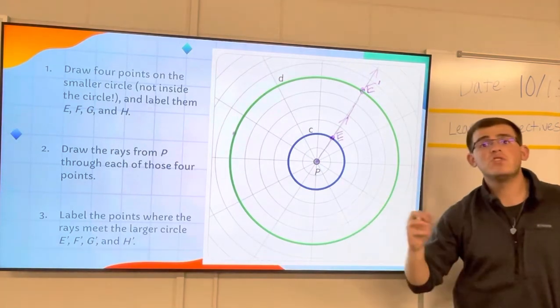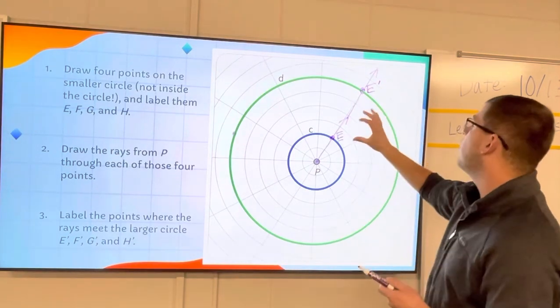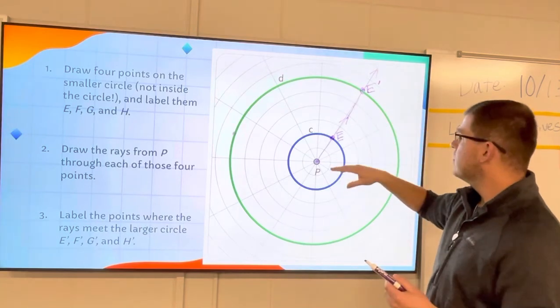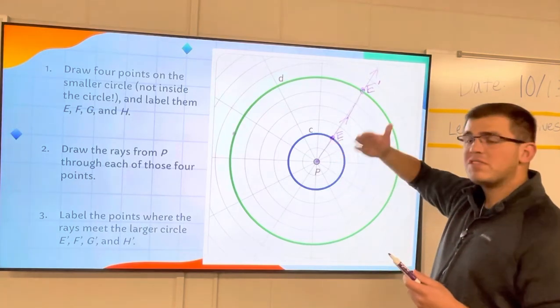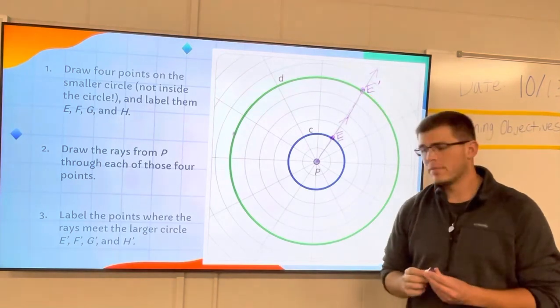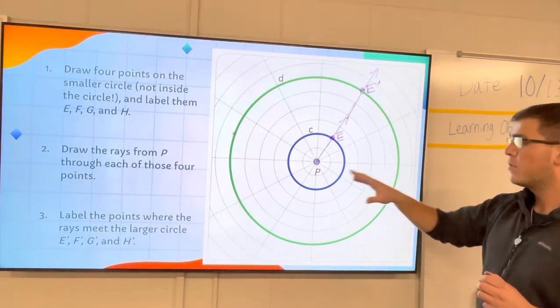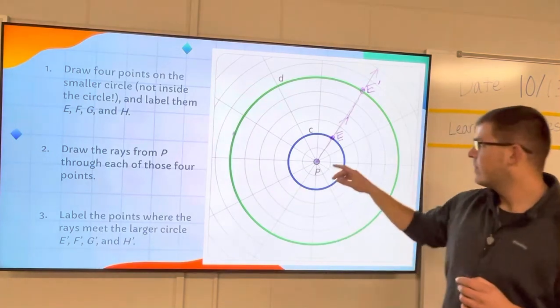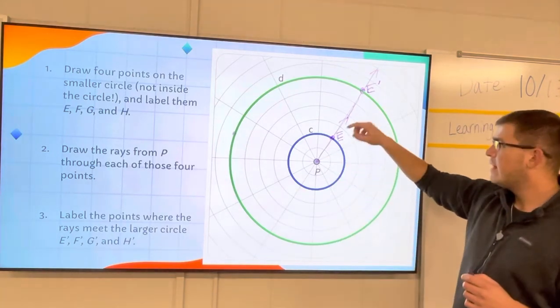Prime means new. New, we're continuing out. Imagine that I dropped the pebble. After 1 second, that wave is at E. After 3 more seconds, that wave is at E prime. So I want you to do that for F, G, and H. Do the same thing where you're drawing the ray and labeling your points.